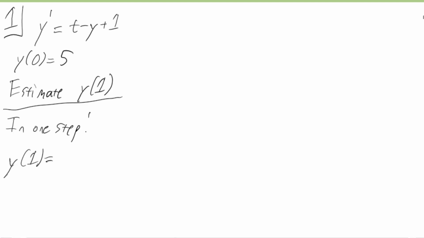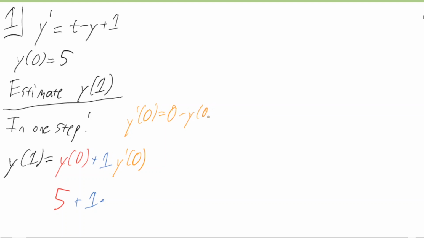So Euler's method would say that y of 1, which is where we're going, is equal to y of 0, our starting point, plus our step size. Now our whole step is a length of 1 times y prime of 0. And so we could easily compute y prime of 0 by looking at our differential equation. So y prime of 0 is just going to be 0 minus y of 0 plus 1. And so we just plug in the values, y of 0 equals 5, and we get that y prime of 0 is negative 4. And now we could take this negative 4 and plug it back in for our Euler's method equation and get that our estimate of y of 1 is 1.